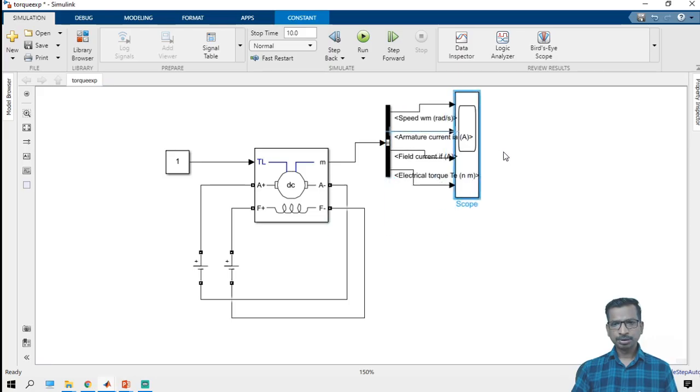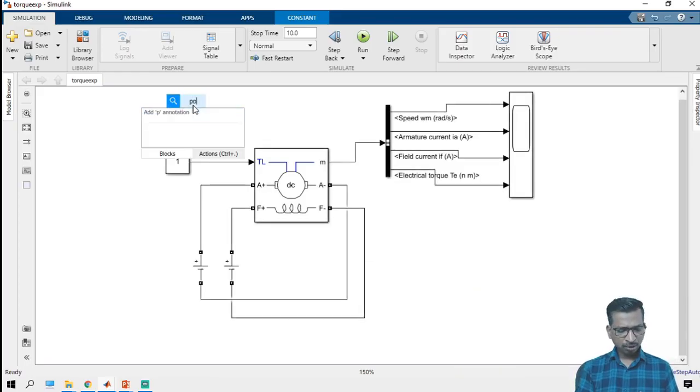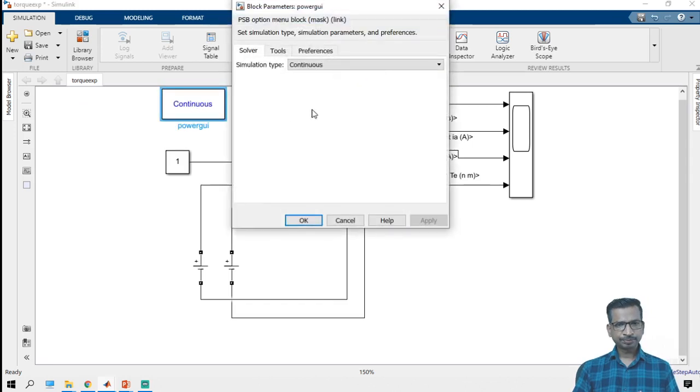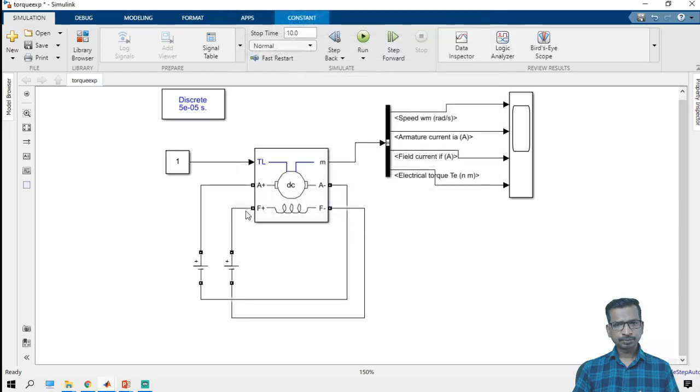Yes, just to connect accordingly. And now we have to add the power guide block to run the simulation. So we have connected the motor. So now let us check how the simulation can be run.